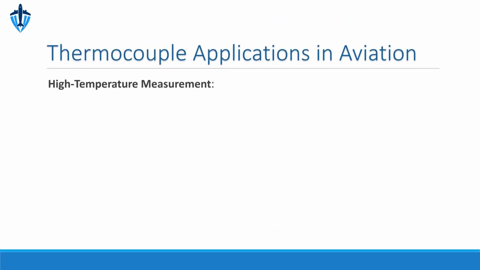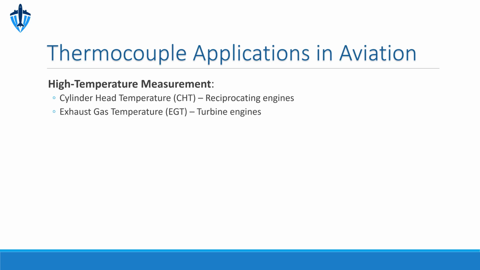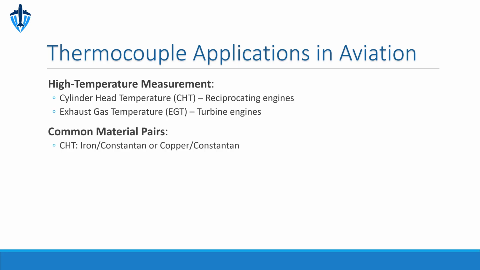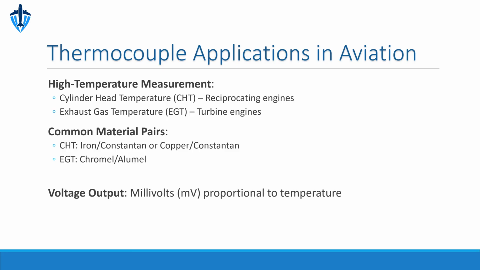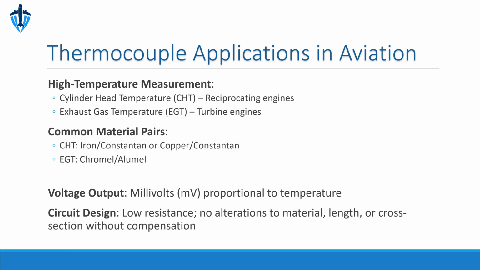Thermocouples excel at high-temperature monitoring in aircraft engines. They're standard for cylinder head temperature in piston engines and exhaust gas temperature in turbines. Leads use specific alloys based on heat exposure: iron constantan or copper constantan for CHT, and chromel-alumel for the extreme heats of turbine EGT. The voltage generated is tiny, just millivolts, but directly tied to temperature. To maintain accuracy, thermocouple circuits have minimal resistance. You can't change wire material, length, or thickness without recalibrating, as it would skew the total resistance and readings.